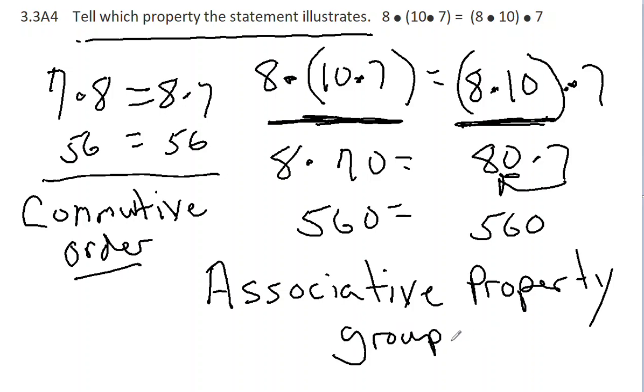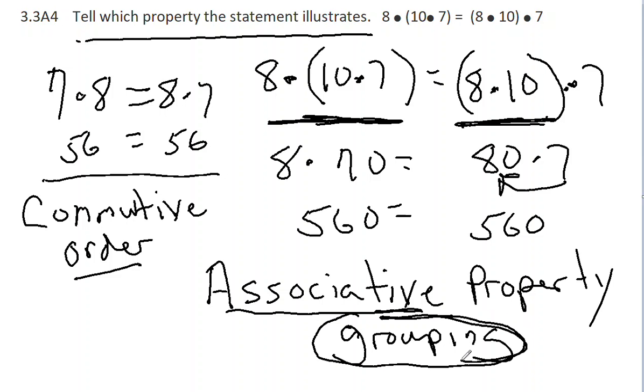Grouping doesn't matter. So who you associate with doesn't matter in the sense of multiplying factors. So that's the grouping property. And this, the order doesn't matter. It doesn't matter if we go 7 times 8 first or 8 times 7 first.